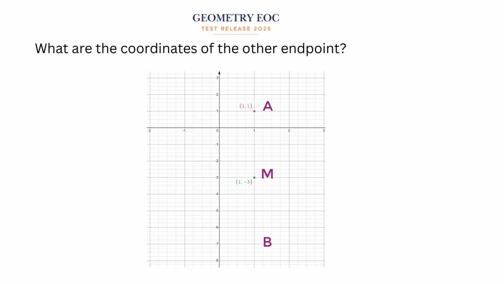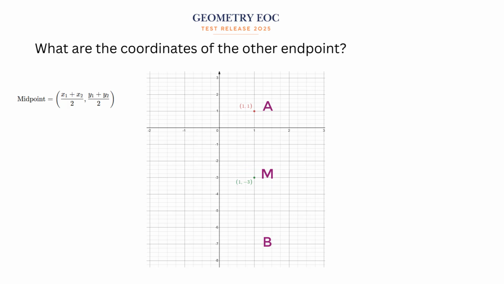Step 2. Use the midpoint formula. We'll use the midpoint formula. Now let's plug in what we know. We'll call the missing point (x, y). So we get midpoint is (1, -3). First point is (1, 1).